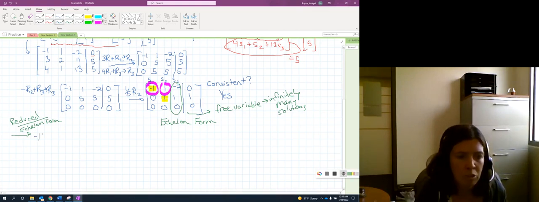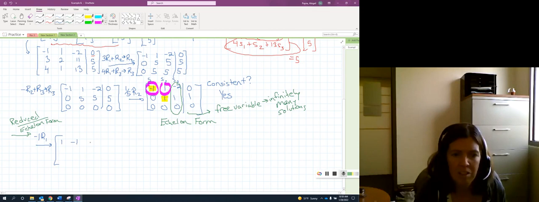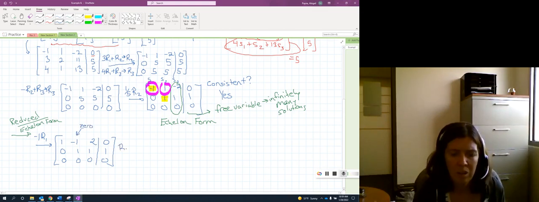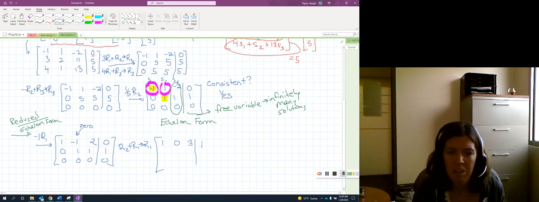I'm going to first do negative 1 times row 1 to turn this pivot into a positive 1. So that'll make this a negative 1. This will be positive 2. 0, still 0. Then I want to get a 0 in this position right here. I can do that by taking row 2 plus row 1. That's going to be the new row 1. So that'd be 0 plus 1, 1 plus negative 1, 1 plus 2, and then 0 plus 1.